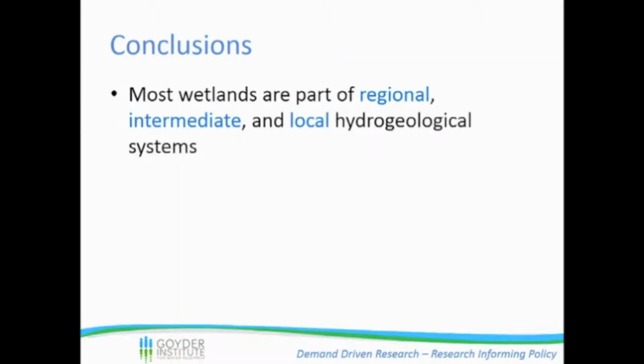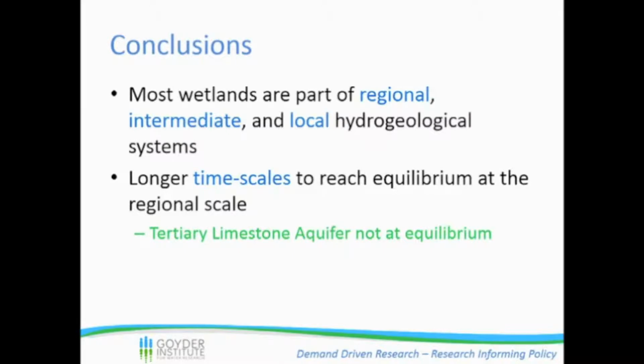So in conclusion, I hope I've convinced you that wetlands are part of hydrogeological systems, and these are made up of regional, intermediate, and local scale flow paths. It's important to understand where wetlands fit in such a hydrogeological framework because it influences a lot the time scales at which they will respond to change. If your wetland is part of a local system, it could respond at the scale of years to months. If it's part of a regional system, it can take a long, long time.